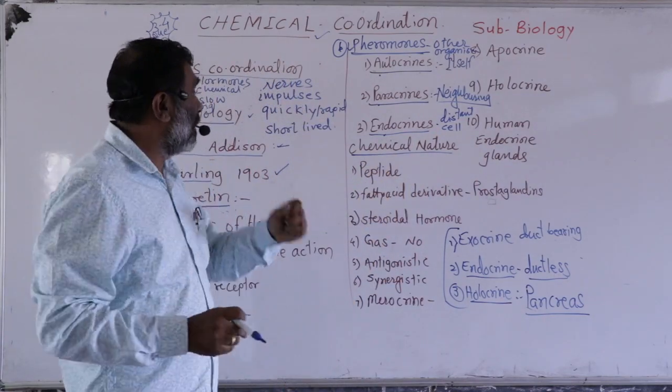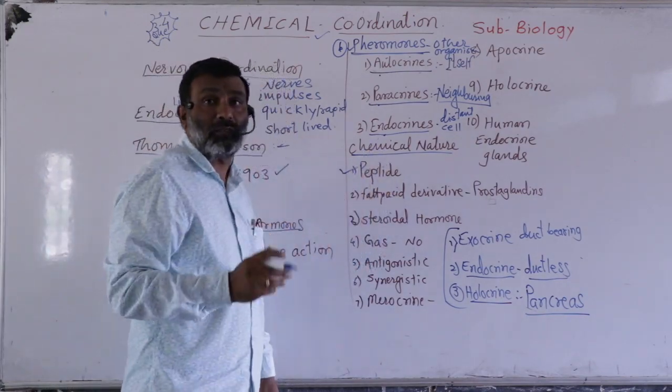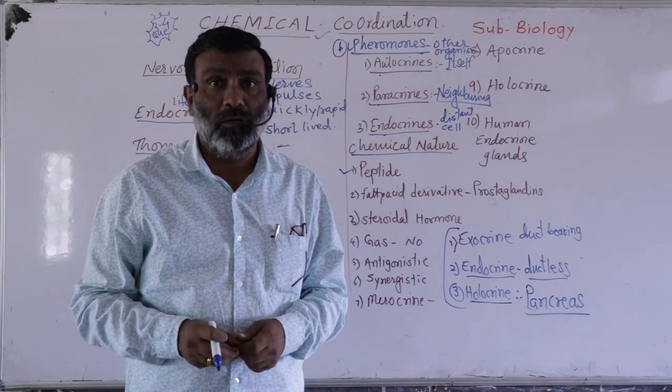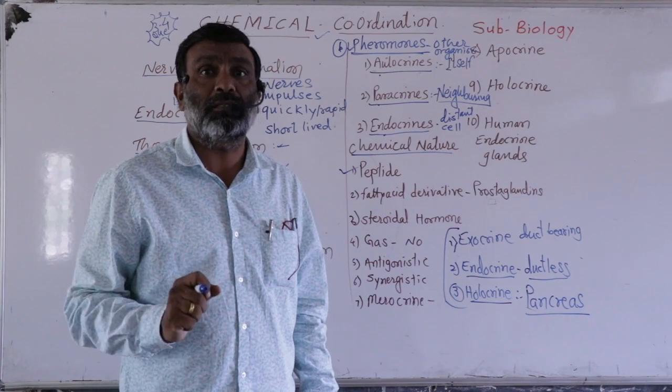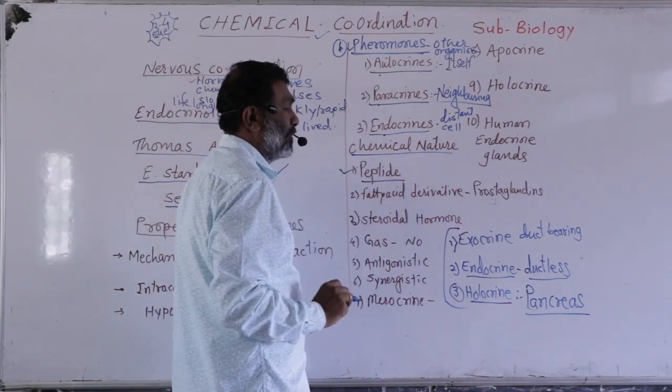There is the chemical nature of hormones. They may be peptide hormones, just like the hormones of the pituitary gland. They may be growth hormone, the ACTH hormone, or the TSH hormone. These are actually peptide hormones.